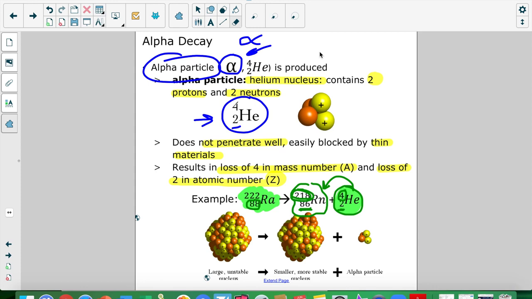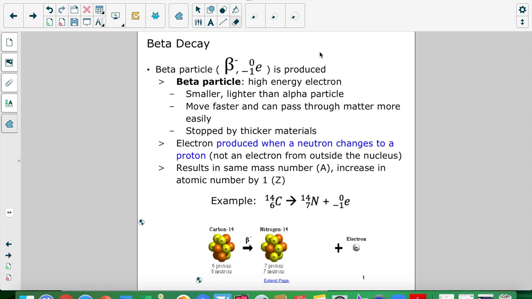And if you actually add the mass numbers of the 2 products, those are going to add up to the mass number of the original radioactive isotope. So that's the way that you can find out what the new radioactive isotope is, or what the particle being released is. The second type of radioactive decay that we're going to learn is called beta decay.